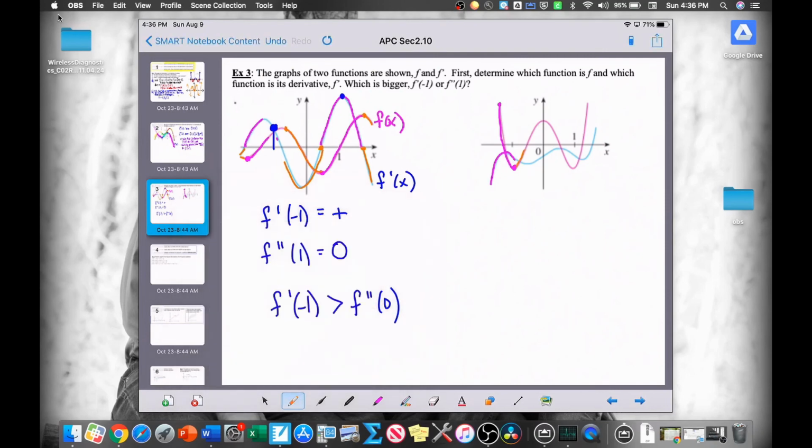So we should expect the derivative to be above 0. But if this is the derivative, it's not above 0, it's below 0. So what that tells us is that the pink graph can't be f of x. The blue graph has to be f of x. So let's go ahead and verify that that's true.